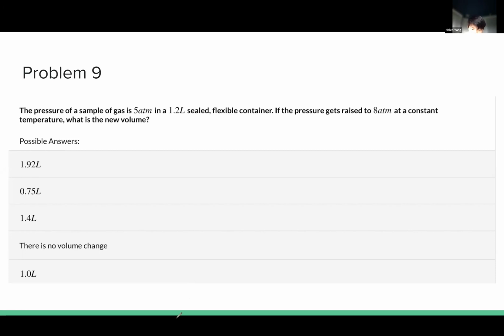Okay, so it says the pressure of a sample of gas is 5 atm in a 1.2 liter sealed flexible container. If the pressure gets raised to 8 atm at a constant temperature, so this part's important, what is the new volume?